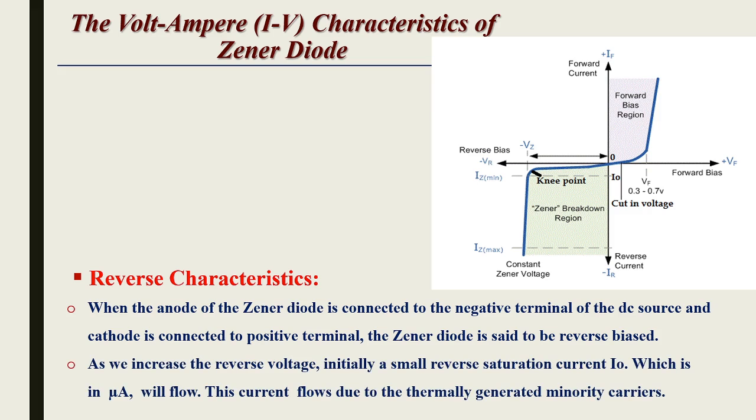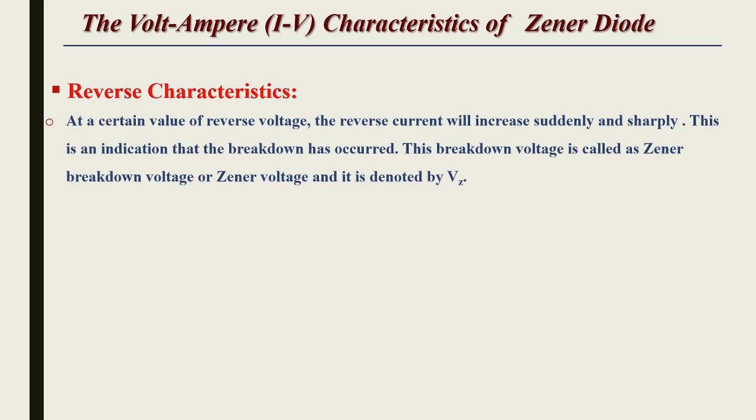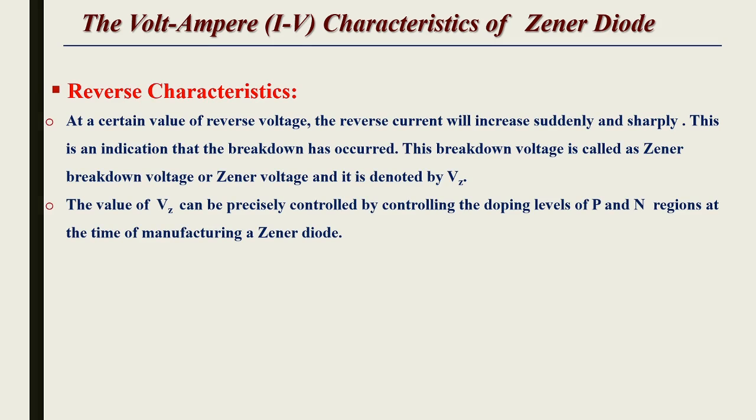As we increase the reverse voltage, initially a small reverse saturation current I0, that is also called IS, that is reverse saturation current, which is in microamperes, will flow, and this current flows due to the thermally generated minority carriers. At a certain value of reverse voltage, the reverse current will increase suddenly and sharply, and this is an indication that the breakdown has occurred.